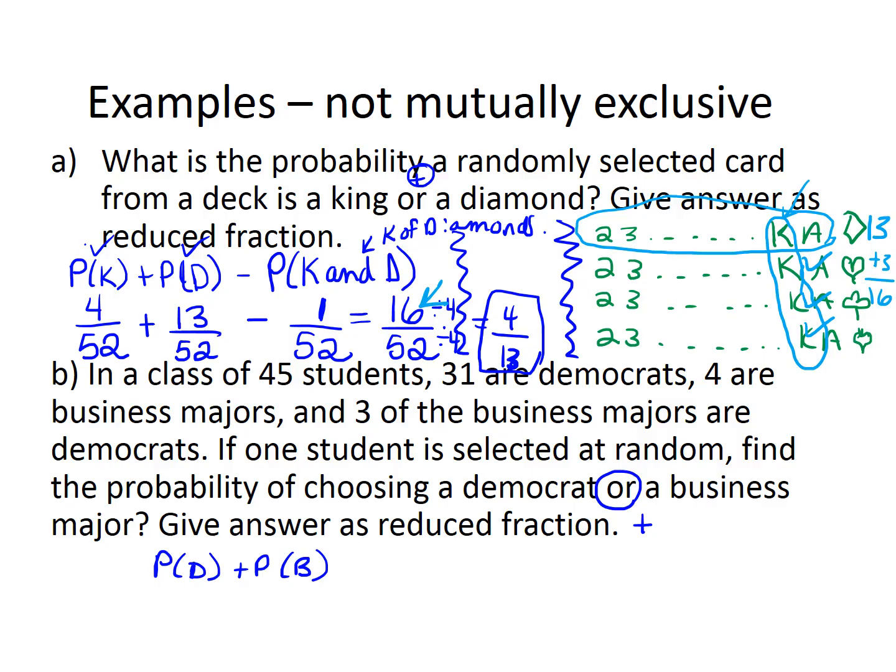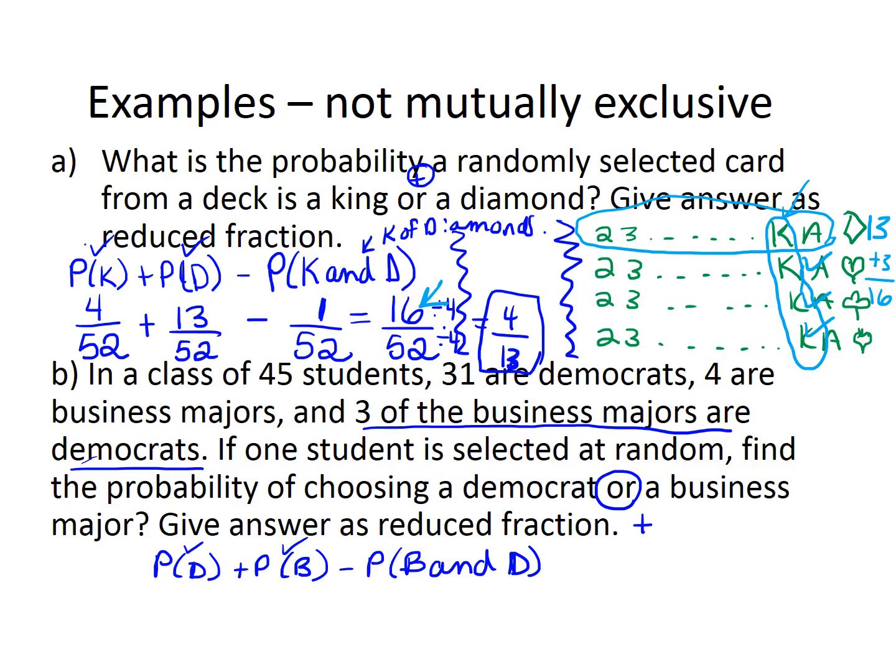But then, if you notice, there are some business majors that are Democrats. So we would have counted them in the Democrats and in the business majors. So we need to make sure that we subtract off those 3 people that we added twice. Probability of business and Democrat.